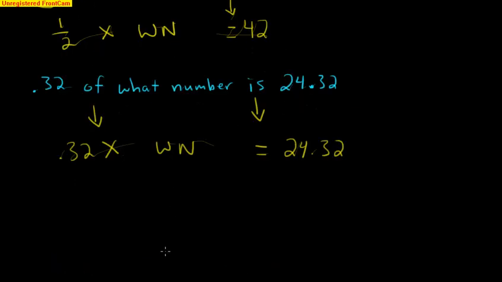What are we doing? Our goal is to get n by itself. We don't have it by itself. What are we doing? Poor little n, we're multiplying it by 0.32. How do we undo that? Divide by 0.32. What we do to one side, we do to the other.